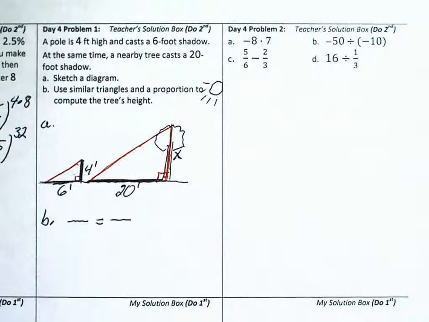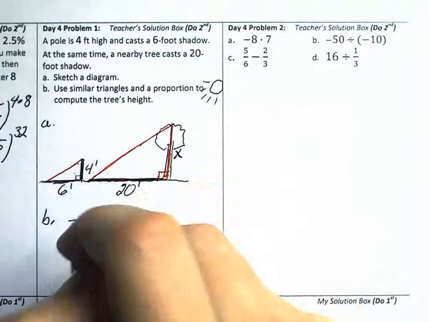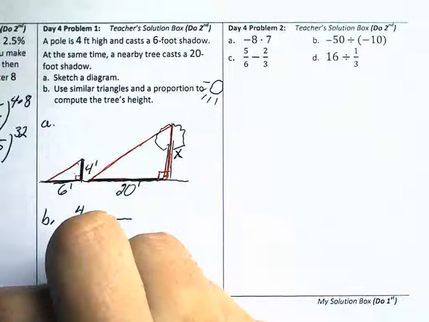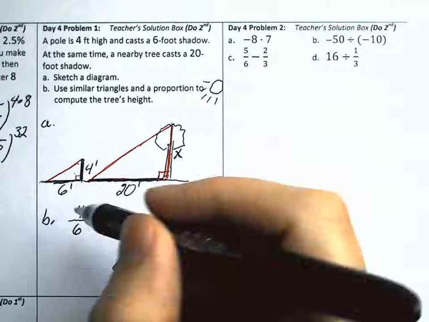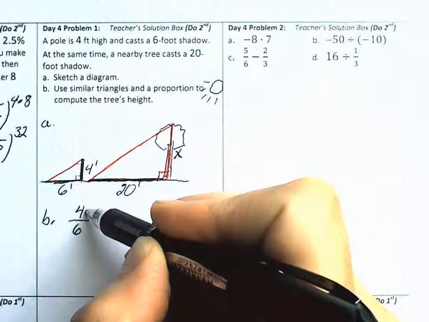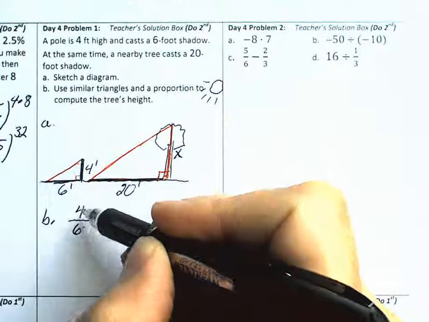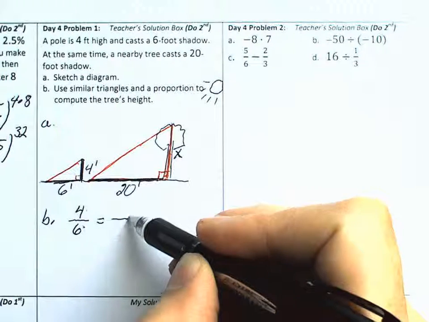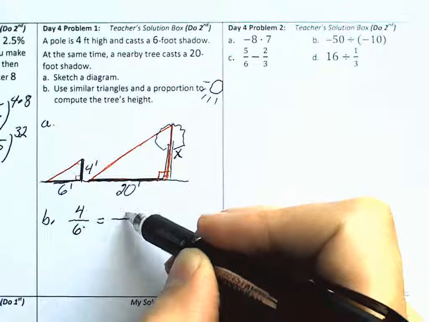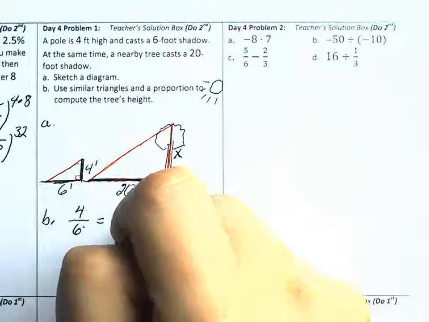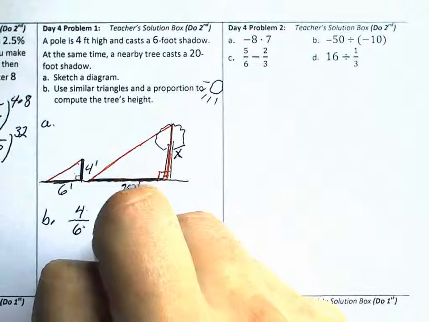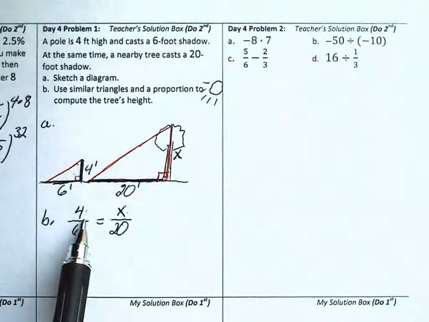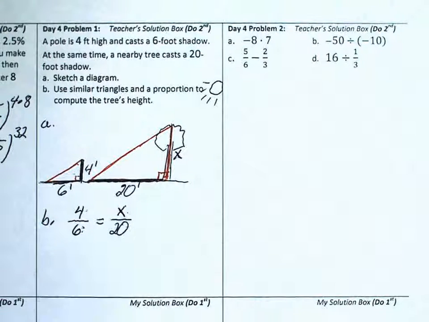Okay. Start by looking at the pole. The pole is 4 feet tall. So 4 feet is the height of the pole, and it has a 6-foot shadow. So I can put 6 here, and what I'm doing is I'm making a ratio comparing the height of the pole to the shadow of the pole. So height on top, shadow on bottom. Let's make a ratio here about the tree. Height on top, shadow on bottom. So the height of the tree is x, and the shadow of the tree is 20. And so we have the proportion 4 is to 6 as x is to 20.